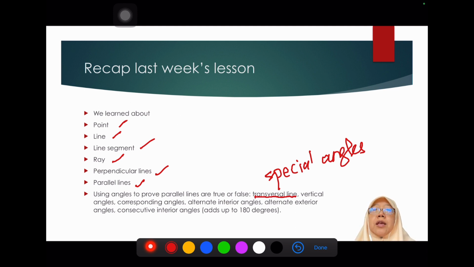So some of the angles that we used are vertical angles, corresponding angles, alternate interior angles, alternate exterior angles, and consecutive interior angles. Now these consecutive interior angles actually will add up to 180 degrees. So if you add up the two consecutive interior angles and they are less or more than 180 degrees, that is not parallel line. So you need to adjust the parallel line once again.